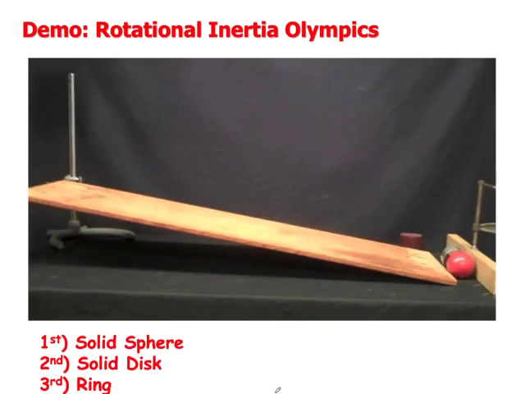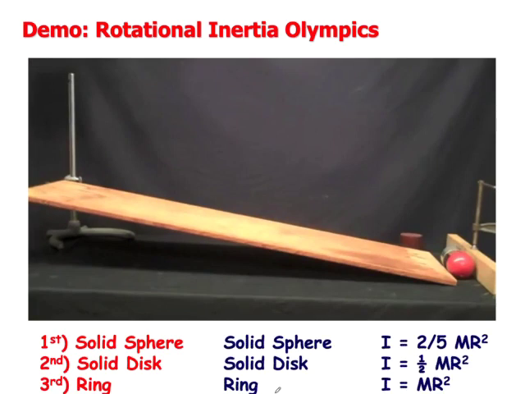And the answer is the solid sphere was first, followed by the solid disk, followed by the ring, which was last. Why? The sphere actually had the smallest rotational inertia, 2/5 or 0.4 mr squared. The solid disk was next at 0.5 mr squared, and the ring was last at 1 mr squared. It was the most difficult to rotate, therefore it took the longest to get itself down the ramp.